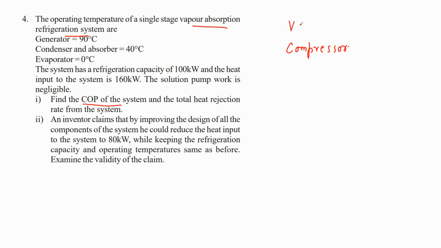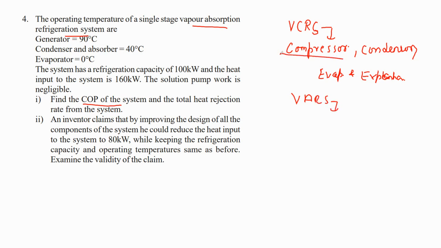We have previously seen the VCRS cycle. In the VCRS cycle we have a compressor, condenser, evaporator, and expansion valve. In the vapor absorption refrigeration system, we replace this compressor with a few different components like generator, absorber, and a pump. Okay, so this is how we modify the VCRS cycle into a vapor absorption refrigeration system.